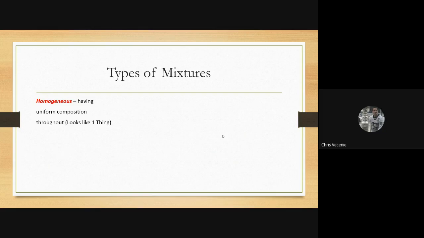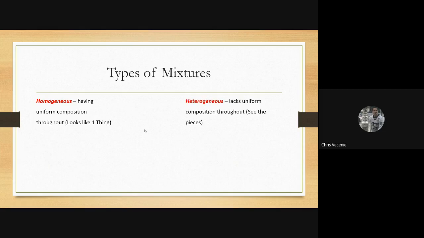For that reason, all elements and compounds are homogeneous because they are only one thing, right? Hydrogen is only one thing. It has to look like one thing. Carbon is only one thing. It has to look like one thing. Carbon dioxide is two elements, but remember, they gave up their properties to form that new thing, that new one thing. So all pure compounds are homogeneous.